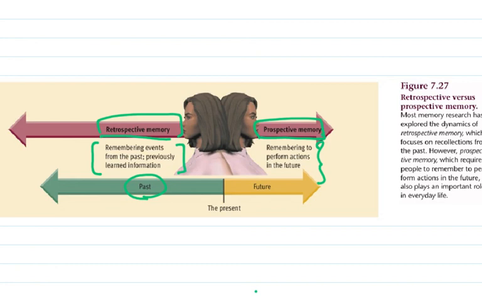Or for example, you want to prepare for a particular exam, and that you have to do in the future. So you remember to do that in the future, and that is part of your prospective memory. So this is basically the distinction between retrospective memory and prospective memory, that one has to do with the past and the other has to do with remembering to do things in the future.